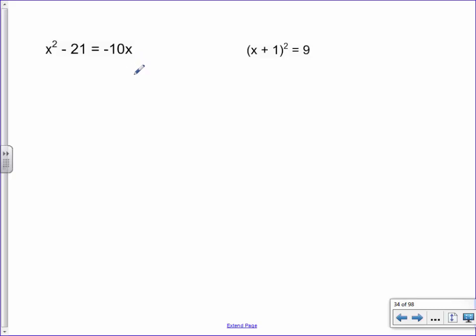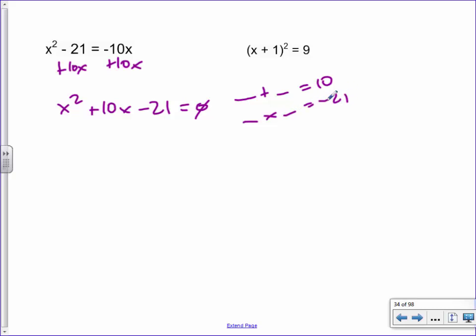But if we can make this thing equal 0, the only things that equal 0 are zeros. So I'm going to add 10x to both sides, so that I get x squared plus 10x minus 21, and I'll make it equal to 0. That's condition 1. If it's not equal to 0, make it equal to 0, however you need to do that. It's quadratic. We need to factor it. So maybe I'll just go up to the side here. We need numbers that add to give 10, multiply to give minus 21.